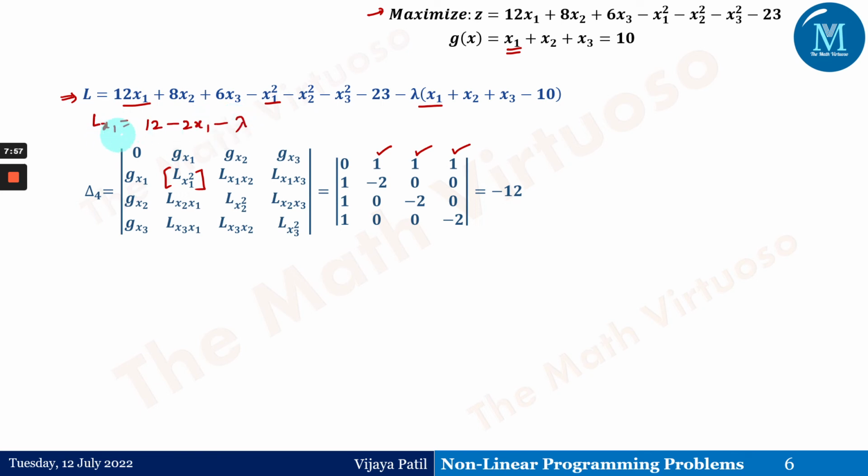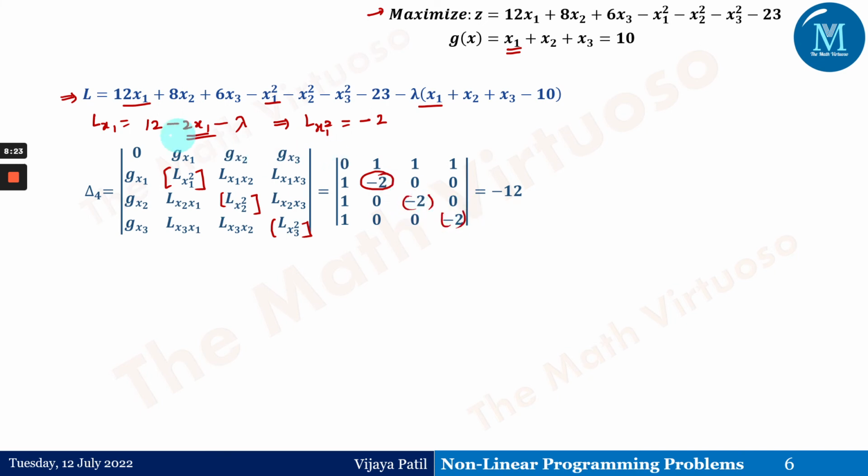This is the first time we have differentiated L with respect to x1. If we differentiate L with respect to x1 again, that is x1 squared, we are having only one term of x1, that is minus 2. And that is what we got over here. That's the reason L_x1x1 will be minus 2. Similarly, L_x2x2 and L_x3x3 will be minus 2 and minus 2.